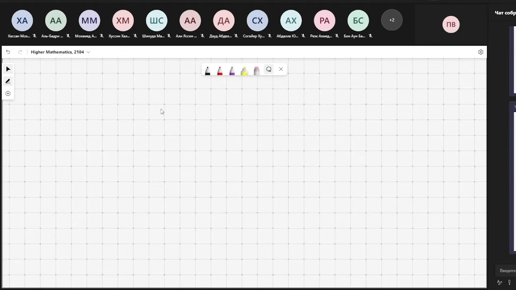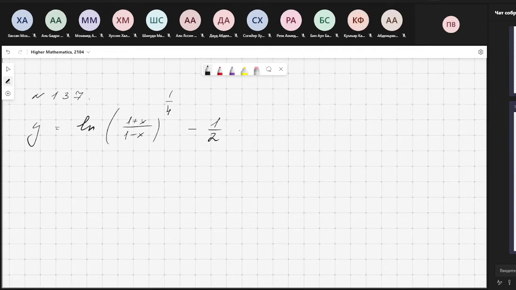Next example. Number 137. In this number we can see y is the natural logarithm of 1 plus x over 1 minus x to the power of 1 over 4 minus 1 over 2 of tangent of x. We can find y prime.